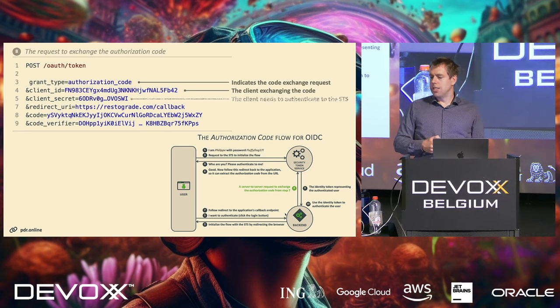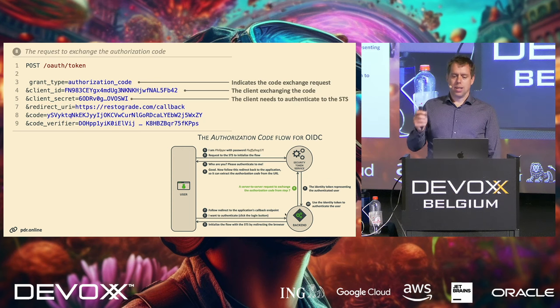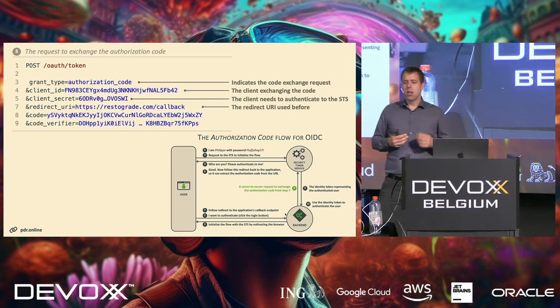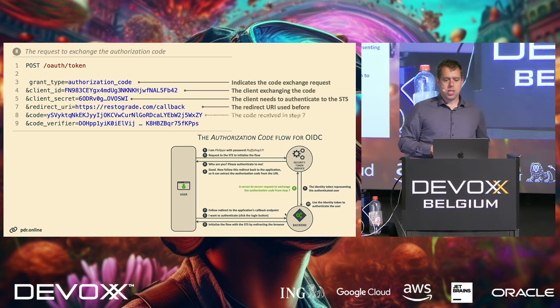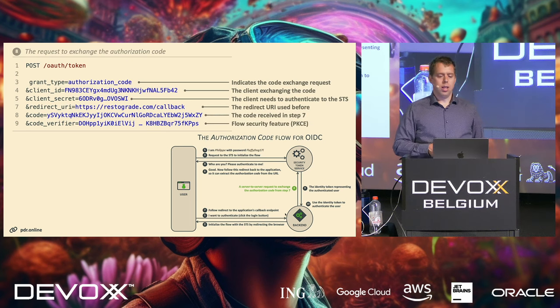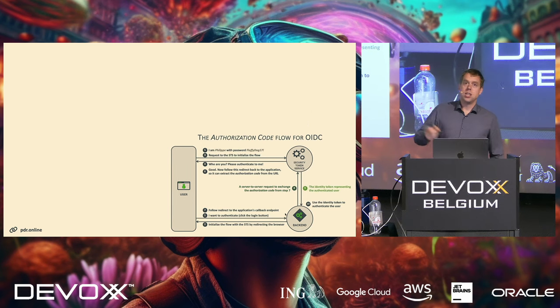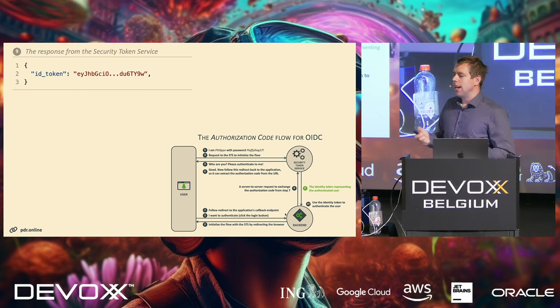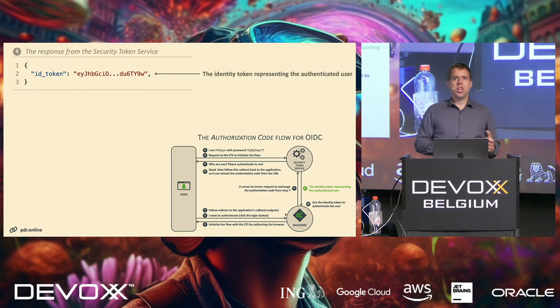But the client authenticates. That's a very important security measure. Client authenticates. We inform the STS where we received that authorization code, the callback. Of course, we provide the authorization code itself, and then line 9, I'm going to skip that until later. And the response in step 9 is a JSON response. ID token, the identity token, and that identity token is a JWT, JSON Web Token, and contains information about the authenticated user. And that's the end of the flow.